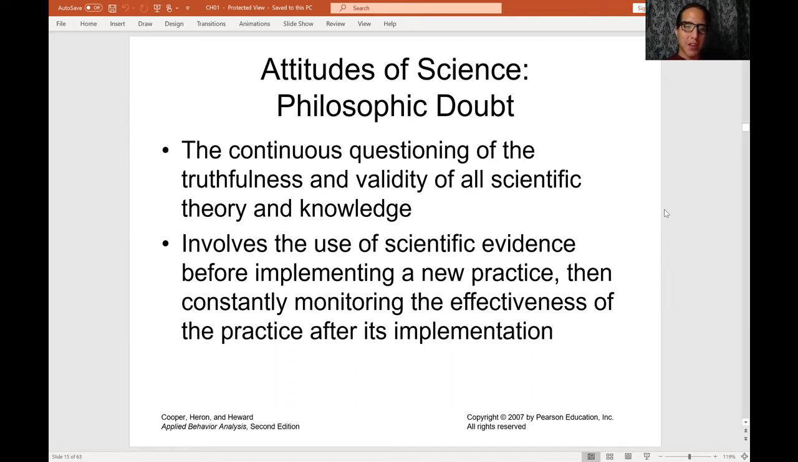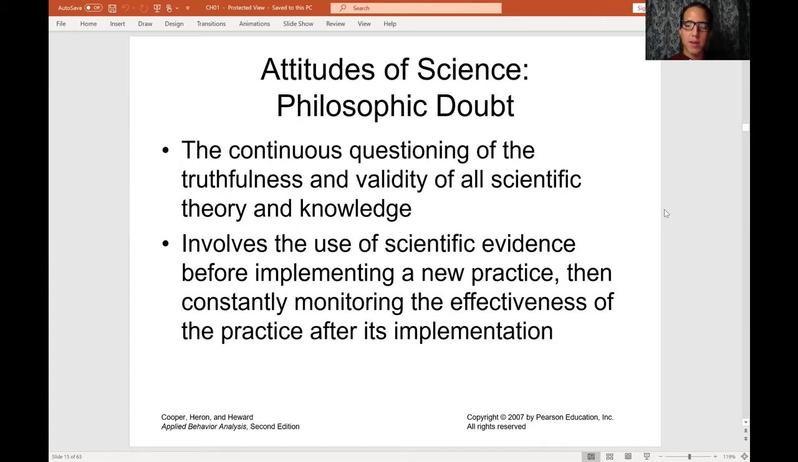Philosophical doubt is the continuous questioning of the truthfulness and validity of all scientific theory and knowledge. It involves the use of scientific evidence before implementing a new practice, and then constantly monitoring the effectiveness of the practice after its implementation. So philosophical doubt is like having healthy skepticism. You are always questioning the truthfulness and validity of all scientific theory and knowledge, even the stuff that you have the most evidence for.